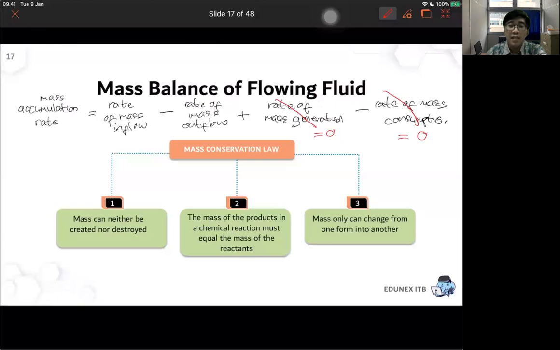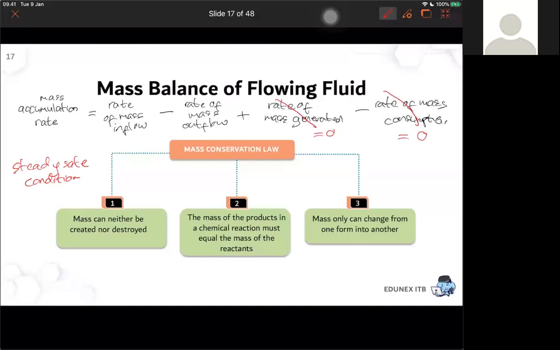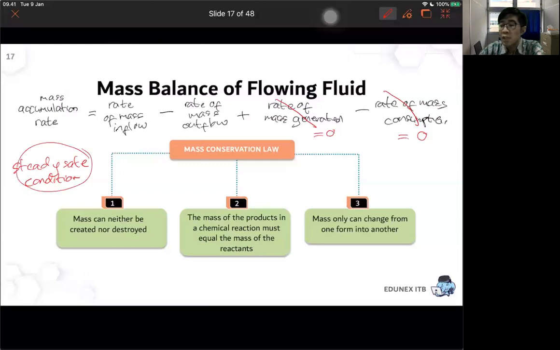And then in the flowing fluid, we can have what we call steady state condition. What is steady state condition? What is the state meaning? In which the factors are not affected by time. Yes, the parameters are not changing with time. In this one, the mass flow rate, I mean. So for the steady state condition, there will be no accumulation of mass.